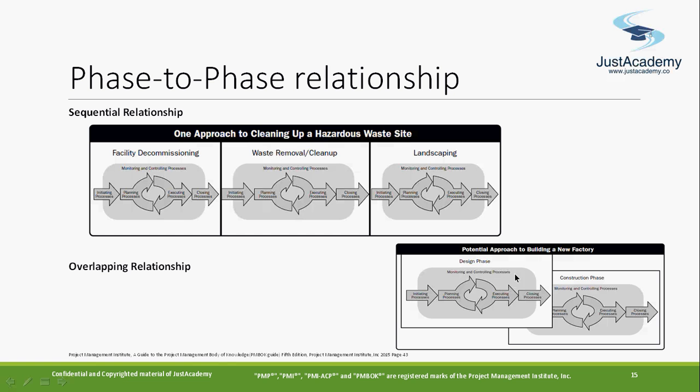This one is like building a new factory, right? The design phase is still not completed. 80% is completed, you have finalized it, and you started the construction phase, building a foundation. So in this there is an overlapping. The benefit of overlapping is that you are able to save time and utilize the resources properly. So you are able to get the work done a little bit early. But you can't apply overlapping everywhere, it has some constraints, then you have to go with sequential. These are the 2 types of relationships you will find.